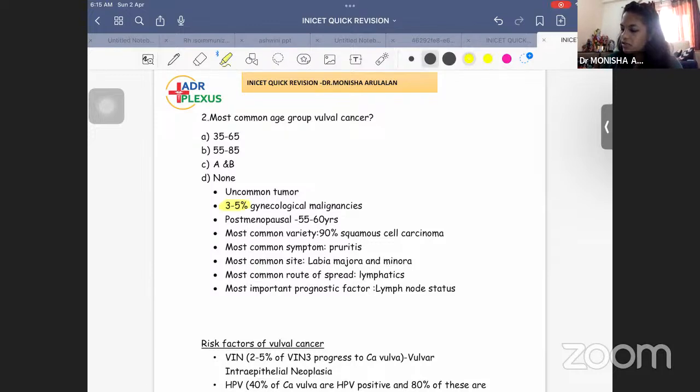It's 3 to 5% of gynecological malignancy. Remember, postmenopausal is the most common age group, with an average of 55 to 60 years. Postmenopausal, when I say, is a large gap, but remember the average they say is 55 to 60 years. The most common variety is squamous cell carcinoma, and the most common symptom is not bleeding, it is pruritus. The most common site is the labia majora, followed by the minora. The most common route of spread is by the lymphatics, and the most important prognostic factor is the lymph node status.